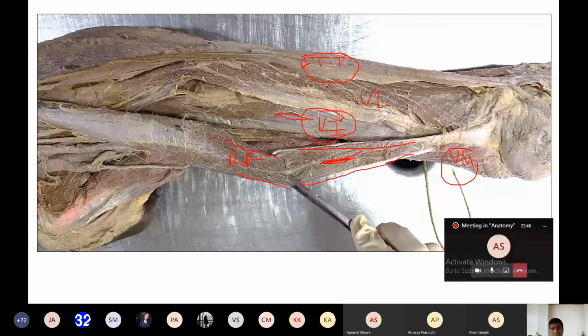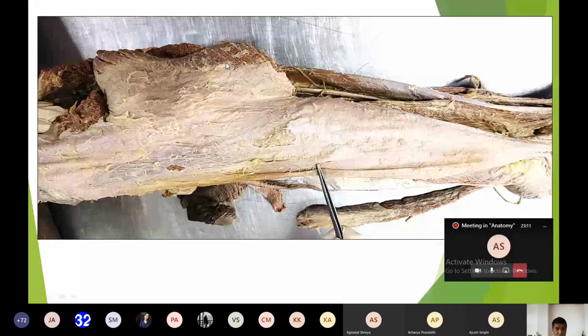We have already discussed the iliotibial tract. It is the thickening of the fascia lata on the lateral side of the thigh, isn't it? So this one is the iliotibial tract. This extends from the outer lip of the iliac crest to the lateral condyle of the tibia. Okay, so here proximally this encloses one small muscle. This small muscle you can see in this diagram.